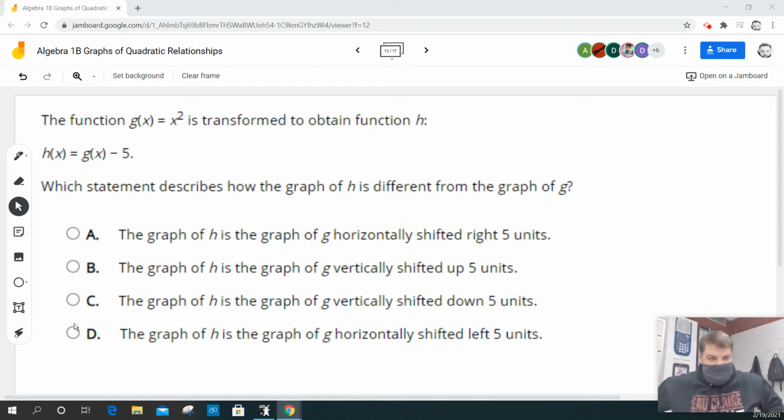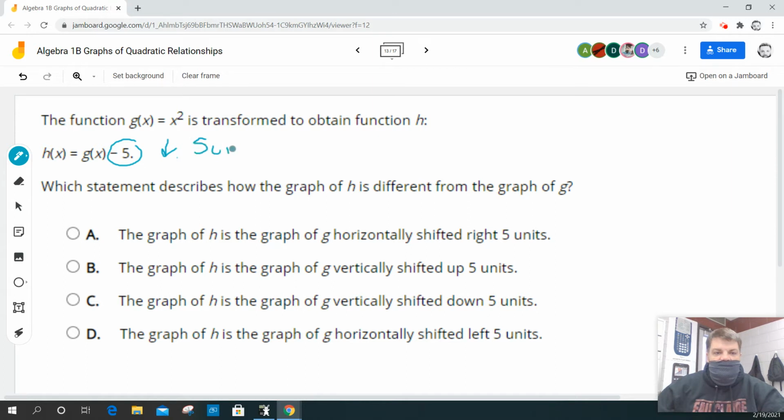Okay, so for this problem, it says the function g of x is equal to x squared is transformed to obtain the function h. In other words, whatever g of x is, we are subtracting 5 from it. So you should know that this means it's going to shift the function down 5 units, right? If it's outside the parentheses, it's the up or down. If it's a positive number, it goes up. If it's a negative number, it goes down.